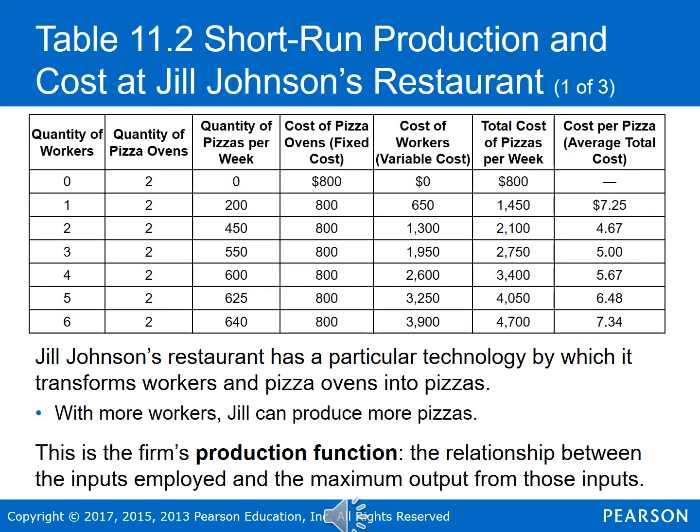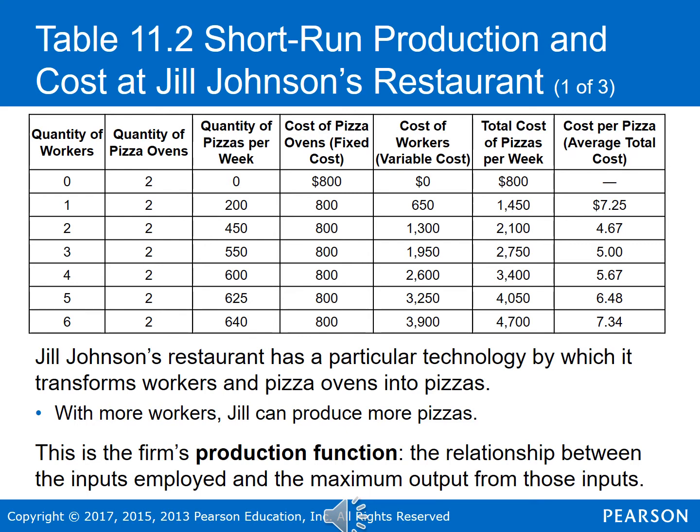So Jill Johnson's restaurant has a particular technology by which it transforms workers and pizza ovens into pizzas. And with more workers, Jill can produce more pizzas. So this is the firm's production function in this case. There's a relationship between the inputs employed, so in this case the workers and the pizza ovens, and the maximum output from those inputs.